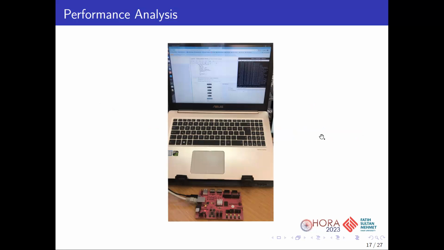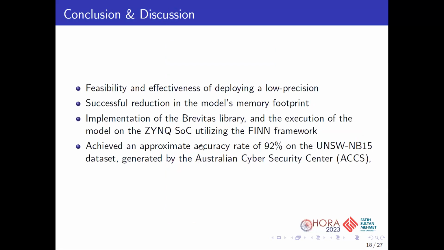Overall, these performance indicators highlight the system's capability to provide accurate, efficient, and timely processing, making it well suited for various demanding tasks. In conclusion, our study has demonstrated the feasibility and effectiveness of deploying a low precision quantized custom neural network model on a Zynq system on chip. We accomplished a successful reduction in the model's memory footprint and computational density without a notable influence on its accuracy.